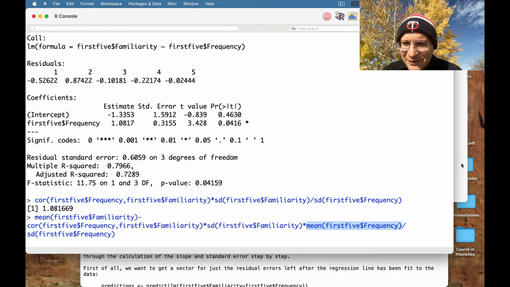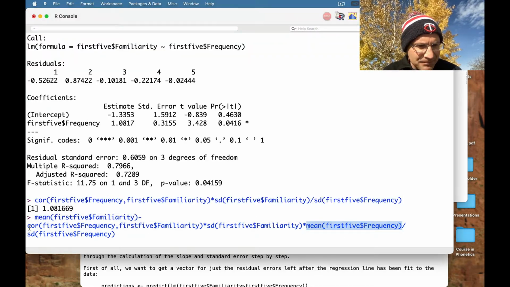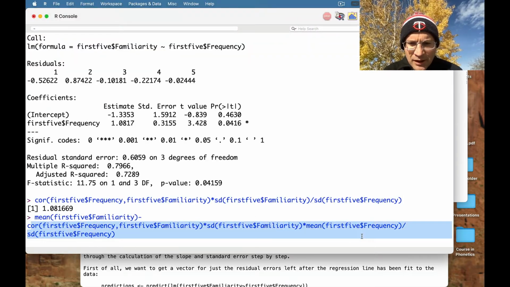And then I'm multiplying it by the mean of x. So if we go, I don't want to get lost here too much, but r times the standard deviation of y times the mean of x. We can see that here, this middle line.